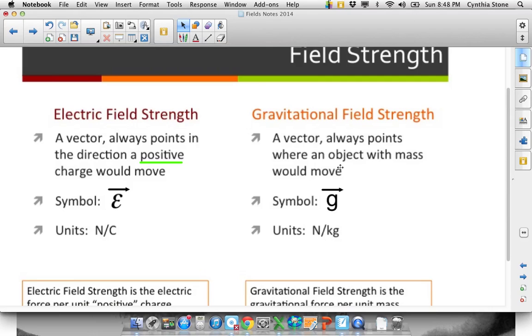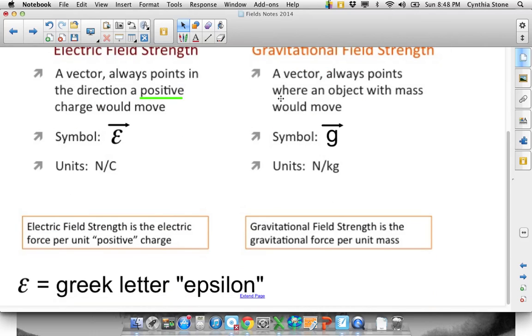Okay? Electric field strength is a vector as well, and it always points in the direction, like I said about the field lines, where a positive charge would go. Somebody chose positive just because they did. There's no reason why positive and not negative, but they had to choose one. It has a symbol, epsilon, but it's not an E, so to speak. It looks like a cursive capital E, and it's a vector as well.